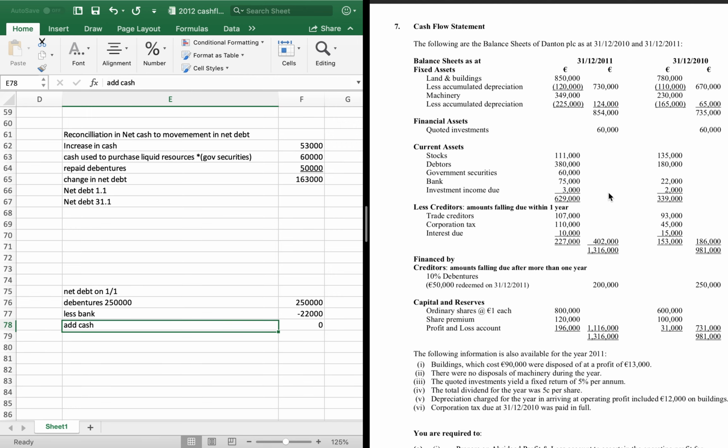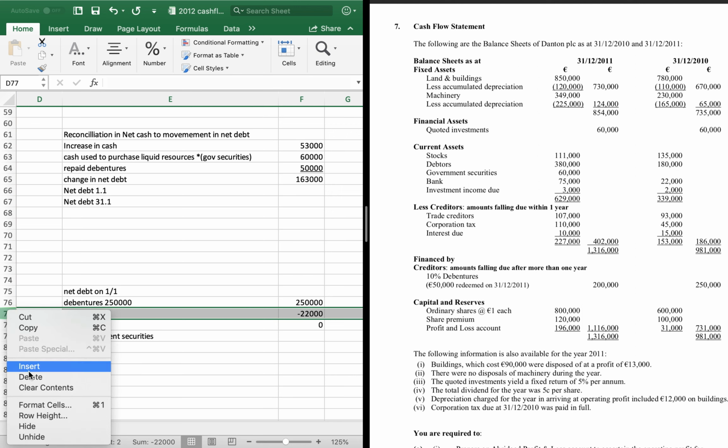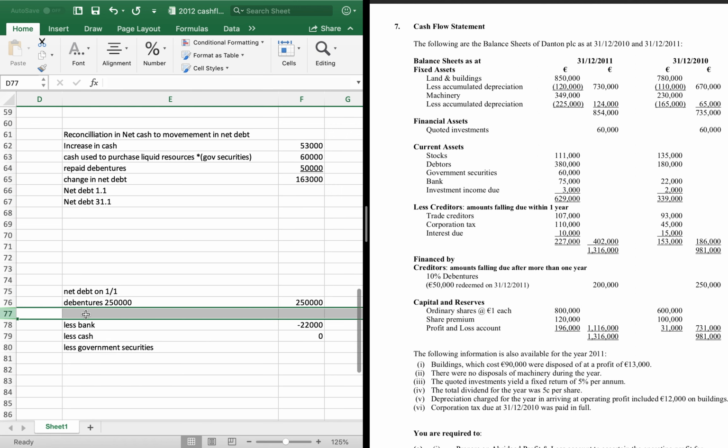Sorry, we take away cash. What am I saying? If there's any cash balance, you would take it away, and you would also take away government securities. So it's your debentures plus bank overdrafts. I'll just put that in. It's debentures, add your bank overdraft if there is one. So in this case it's 0.